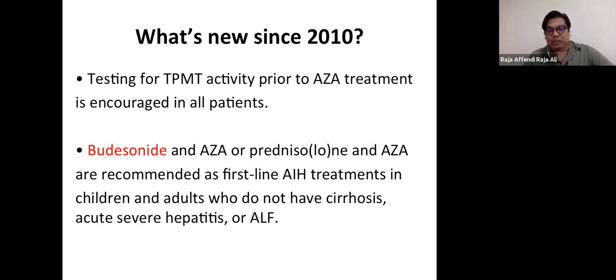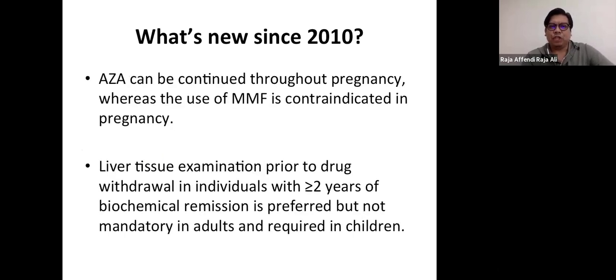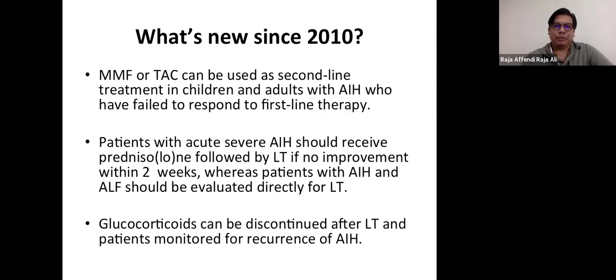And budesonide is the one that we're using a lot nowadays to prevent the side effects of the steroid. And of course, azathioprine is the first-line AIH treatment in children and adults who do not have liver cirrhosis. Azathioprine can be continued even throughout pregnancy, whereas the use of mycophenolate is contraindicated, we all know, in pregnancy. A liver tissue examination prior to drug withdrawal in individuals with more than 2 years of biochemical remission is preferred, but it's not mandatory in adults, but required in children.